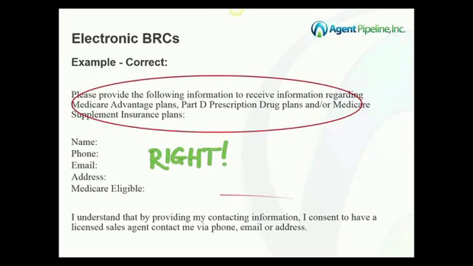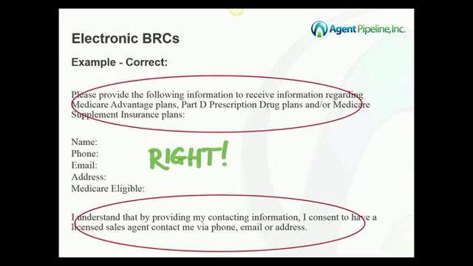It states that whoever is filling in this information understands that providing my contact information authorizes consent to have a licensed sales agent contact you via phone, email, or address. If you don't have an address field in there, you can say just phone or email. So it's a little bit adaptable to your situation. But by adding these two disclaimers, changing the age, and then making sure that nothing is required, you now have a compliant electronic business reply card, and you can get leads generated through your website.